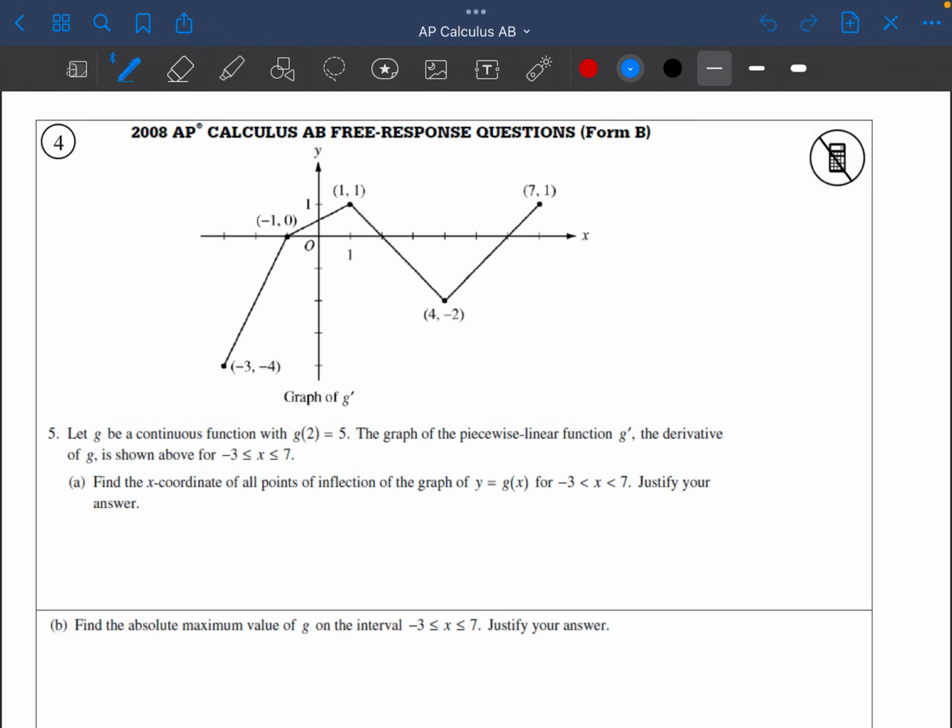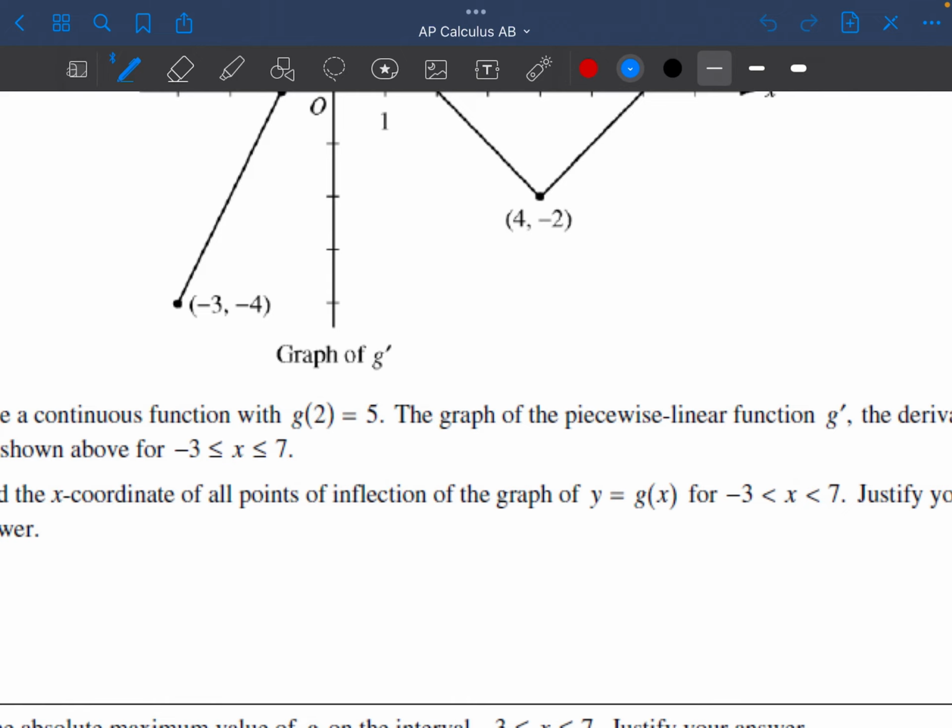And for number 4, again, no calculator. We have a bunch of piecewise linear functions. All right, let's read our question. We have a continuous function, g of 2 is equal to 5. That is really weird, but the way that I'm interpreting that is this is kind of like the start condition.